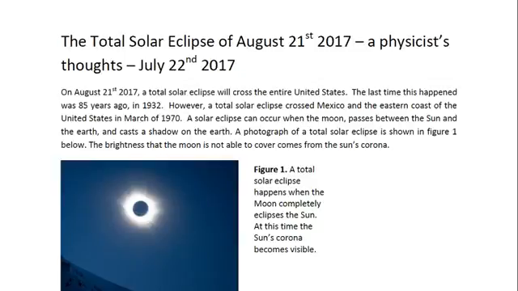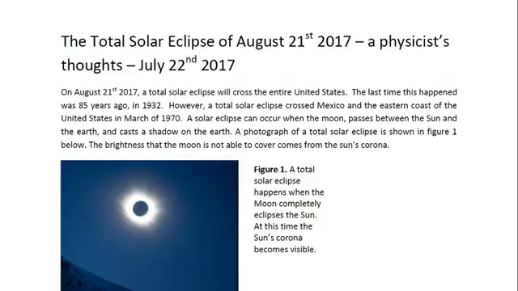And today I would like to talk to you about the total solar eclipse of August 21st, 2017. On this day, a total solar eclipse will cross the entire United States. The last time this happened was 85 years ago in 1932. However, a total solar eclipse crossed Mexico and the eastern coast of the United States in March of 1970.